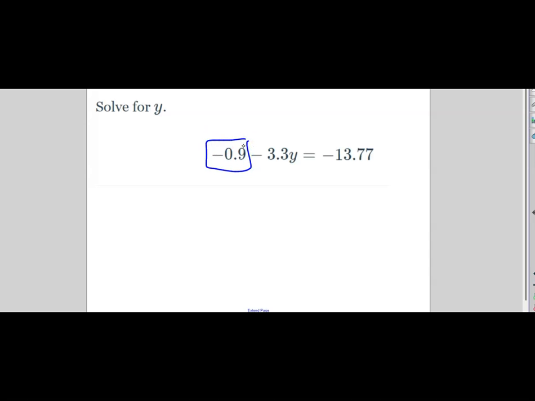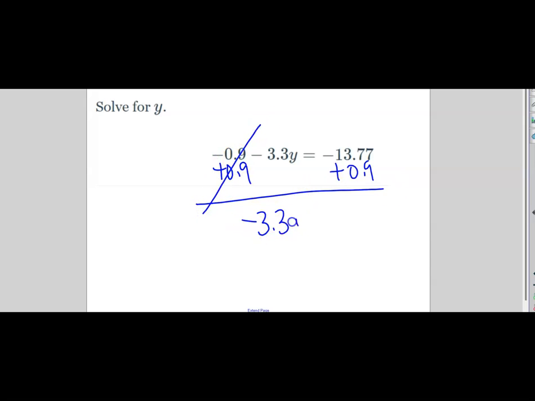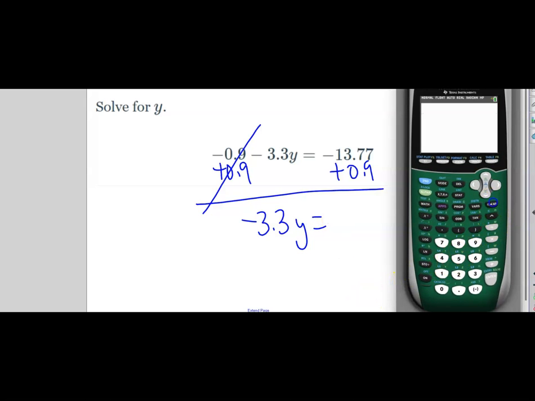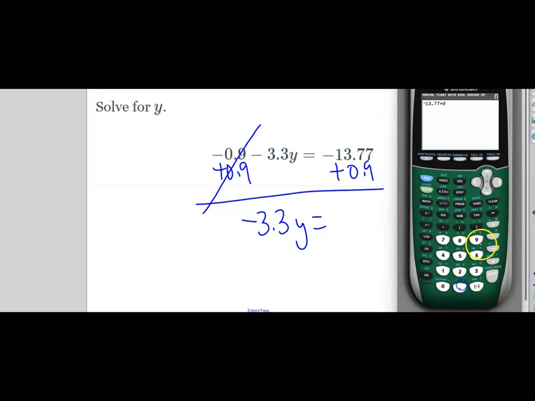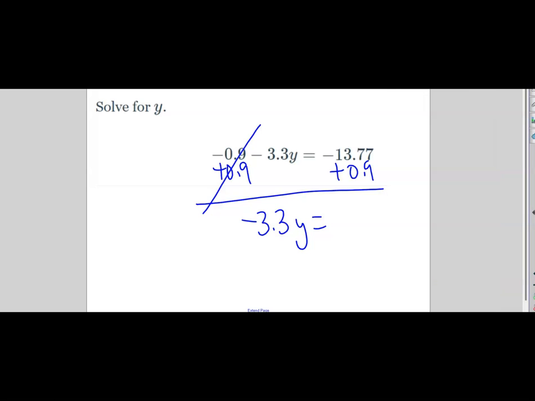The opposite of negative 0.9 or subtracting 0.9 is adding 0.9 to both sides. We do that because it makes 0. Rewrite the problem. Pick up your calculator. Negative 13.77, and this says plus 0.9. Negative 12.87.